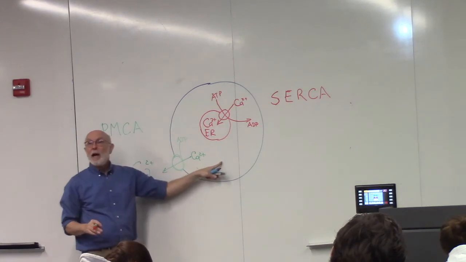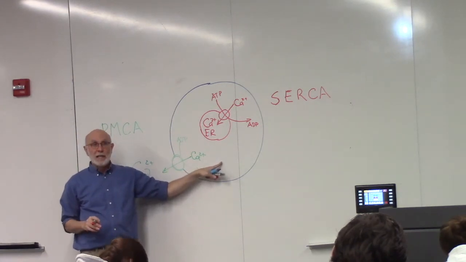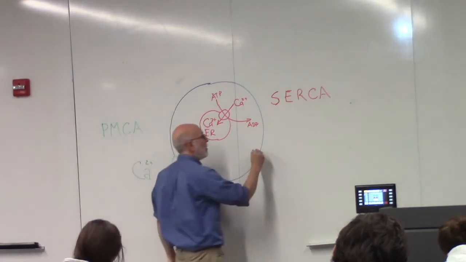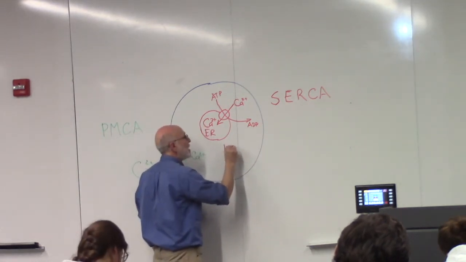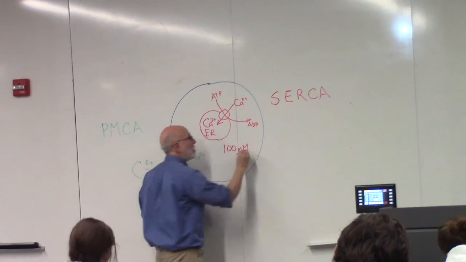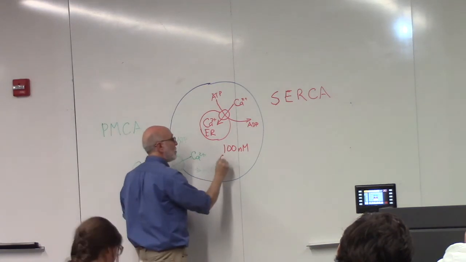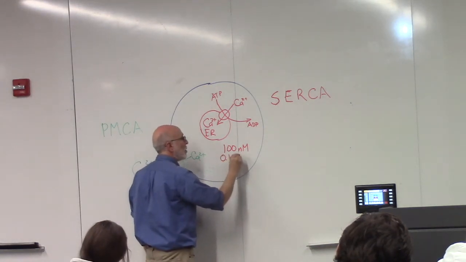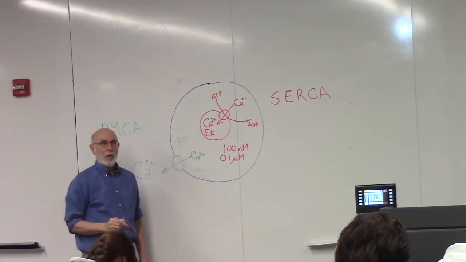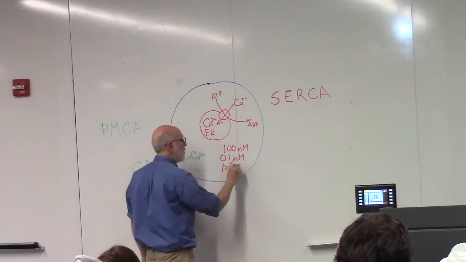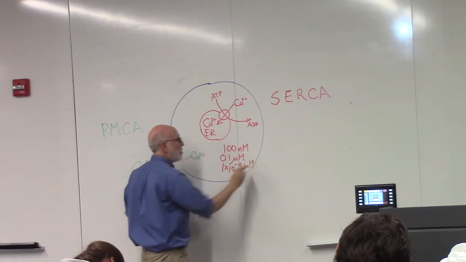The calcium concentration in the cytoplasm is very small. It's on the order of 100 nanomolar, 10 to the minus 9. So that's 0.1 micromolar, or 1 times 10 to the minus 4th millimolar, whatever you're comfortable with.